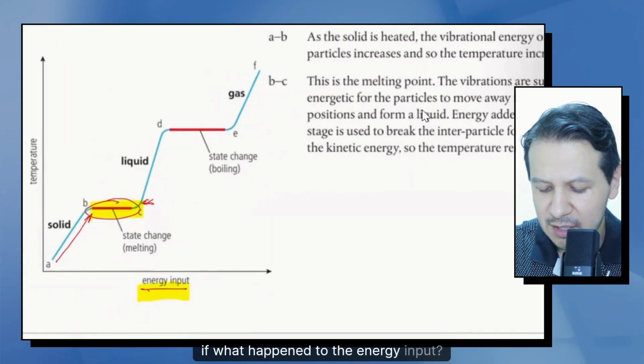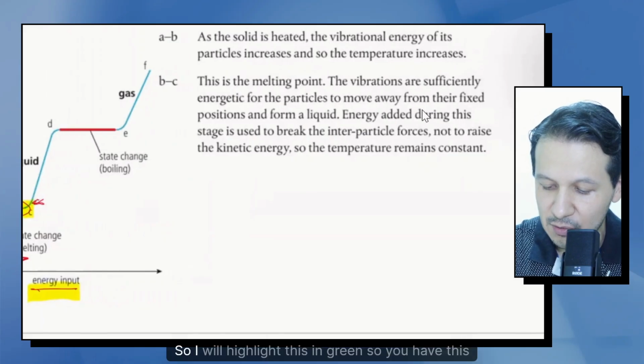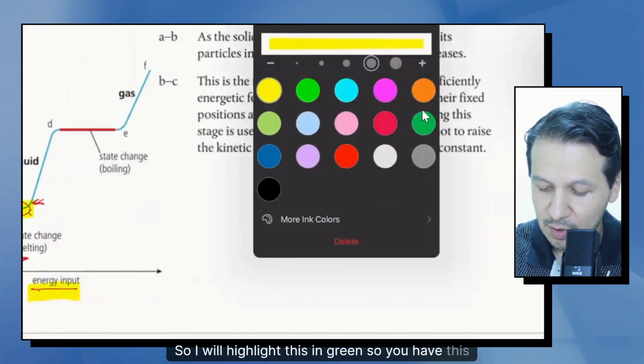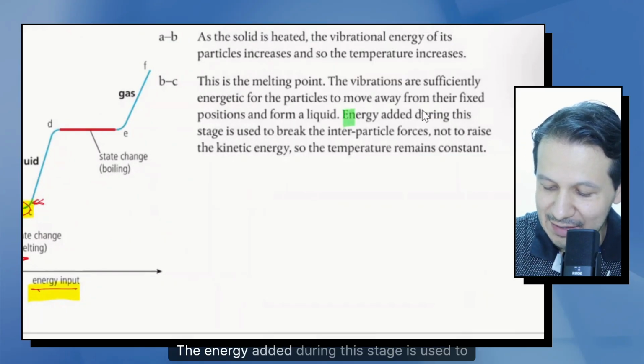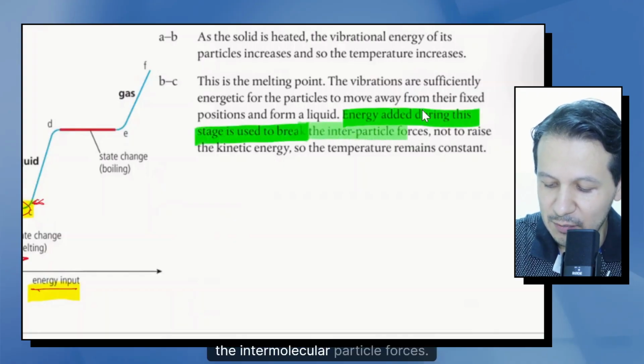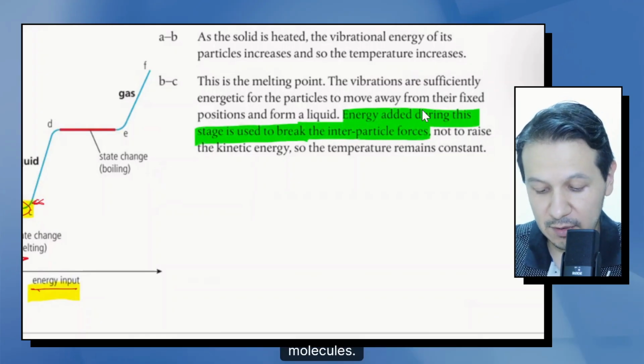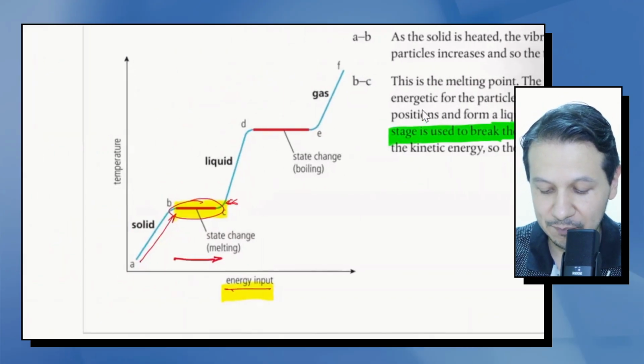What happened to the energy input? Because you see that the energy input is increasing. So I will highlight this in green so you have this idea very clear. The energy added during this stage is used to break the intermolecular forces. We are not increasing the kinetic energy of the molecules. This is what happened in B and C.